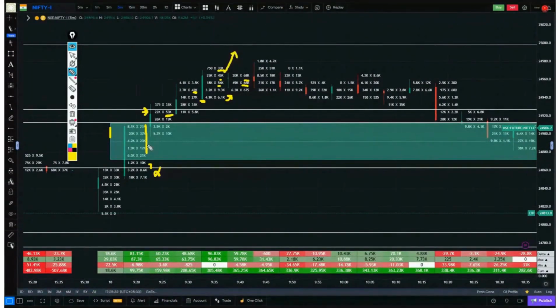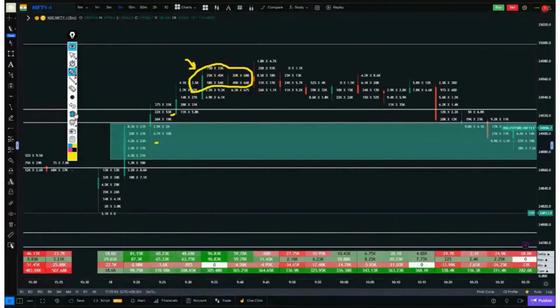Like here, when buyers came in, they took the price up. And here too, buyers came and took the price up. But this is the place where buying kept happening within the same range. Look at this. It means this was the place where aggressive buyers were quite active, and this was the place where the buyers started getting absorbed gradually.